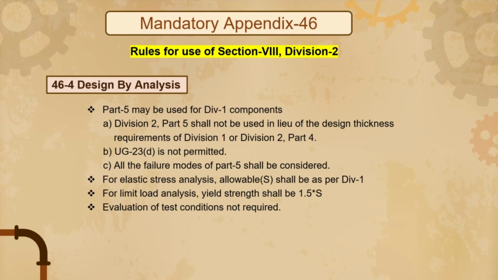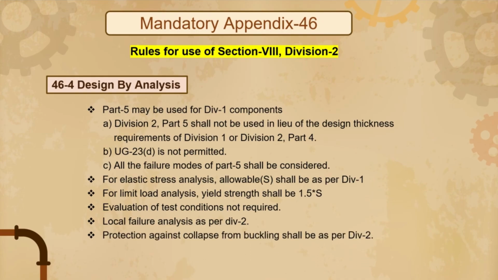So next one is local failure. Local failure analysis is required as per Division 2, and collapse from buckling is required as per Division 2. And there is one more failure mode, that is fatigue analysis. If you have cyclic loadings, you need to do fatigue analysis as per Division 2. So all these failure modes you need to consider while designing your component by the design by analysis method. So I hope you got the Mandatory Appendix 46, guys.